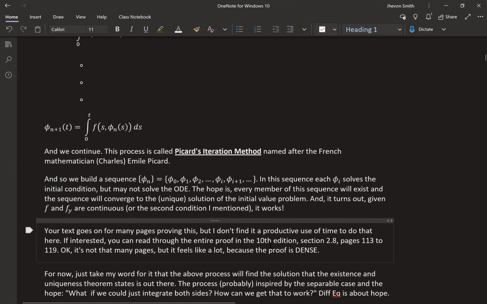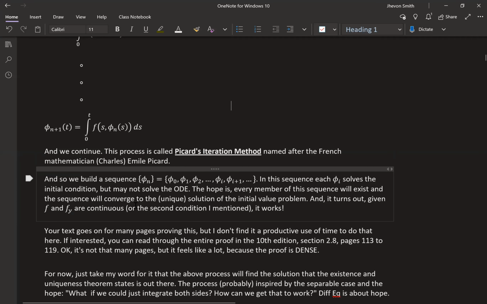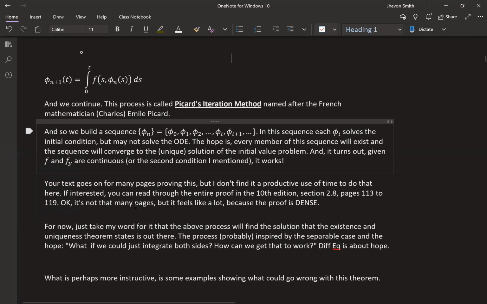People usually call him Emile Picard. He doesn't really use his first name, Charles, for whatever reason. But Charles was the name of his father, and that's his actual legal first name.